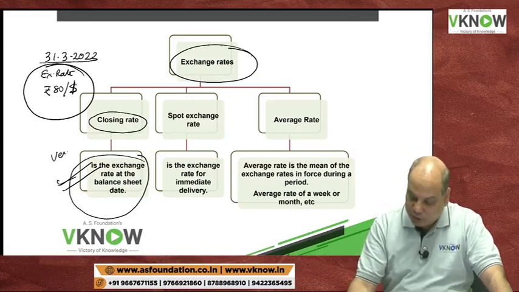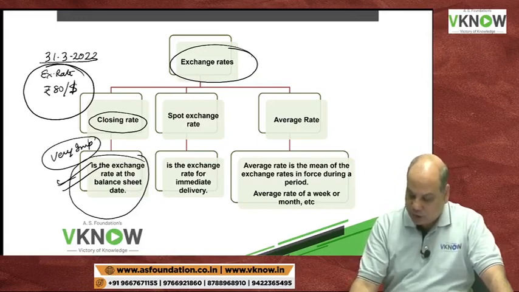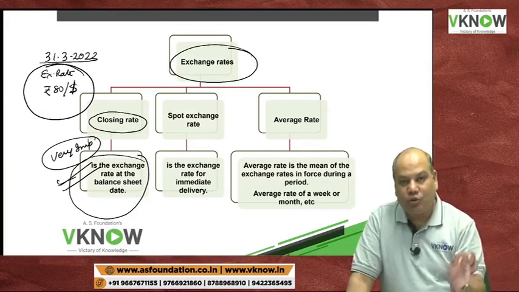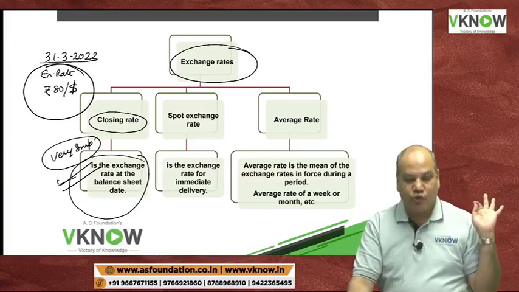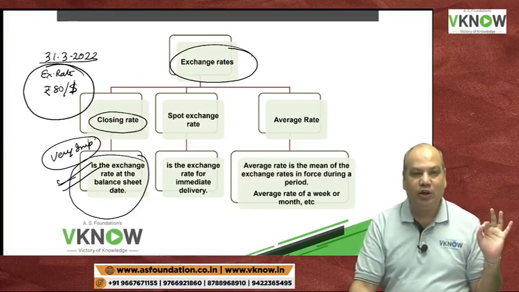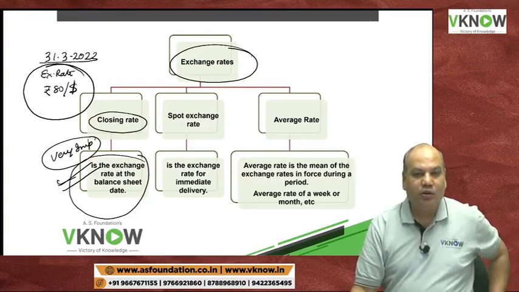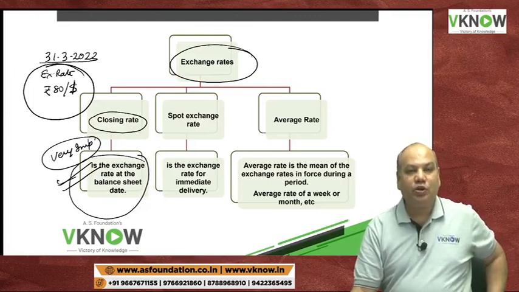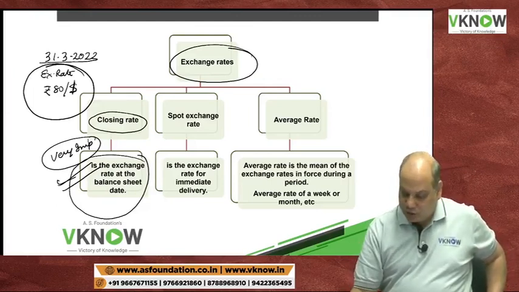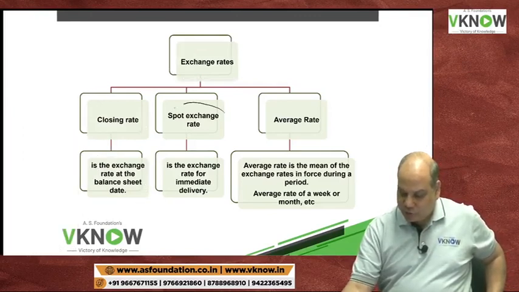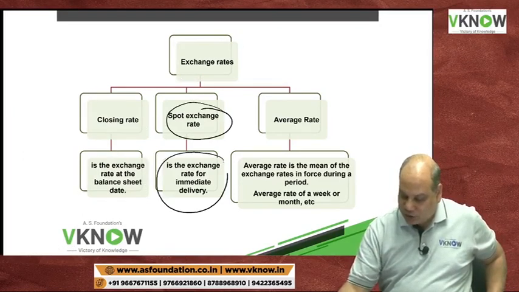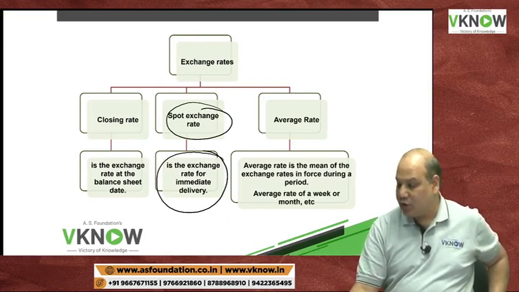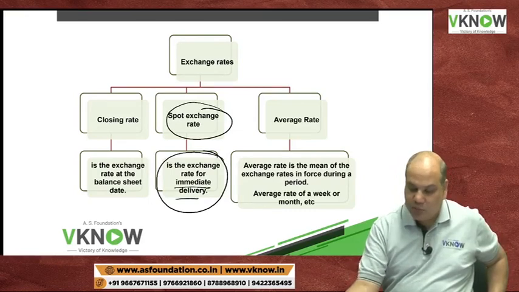And this is very important because after some time you will see many items are required to be measured using closing rate on the balance sheet date. So if you have a foreign currency denominated asset or liability, then many of them, but not all of them, will be measured using the closing rate. And the next is spot exchange rate. Spot exchange rate is the exchange rate for immediate delivery. What do you mean by immediate delivery?